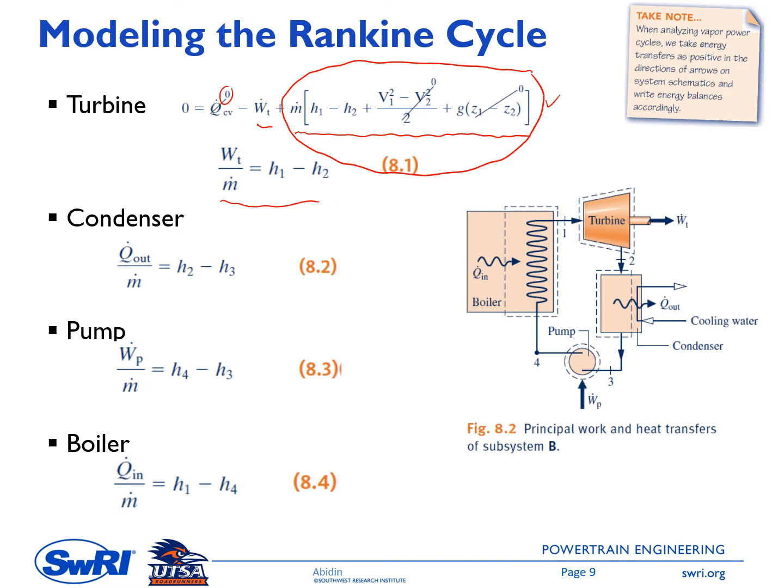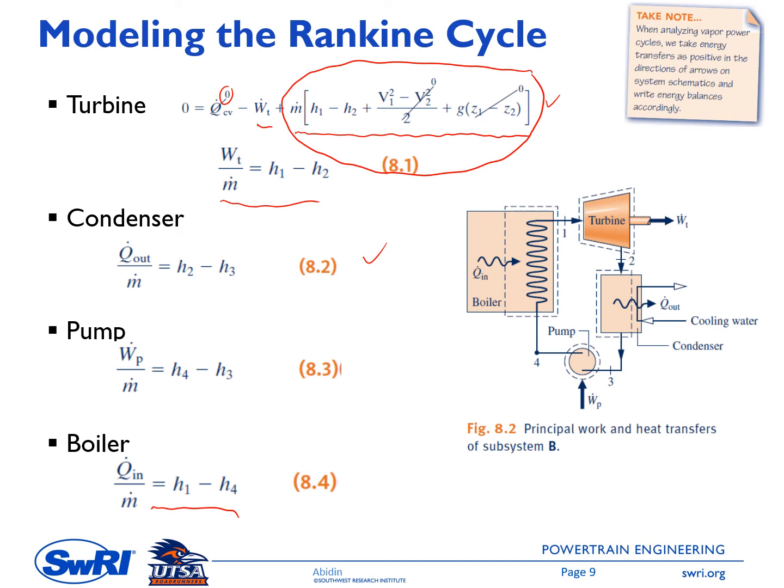Similarly for the condenser, we can apply the energy balance and we will get equation 8.2. The heat transfer sent out from the condenser is the enthalpy difference between in and out. And then for the pump, the power required by the pump, which is actually taken from the turbine power, is the enthalpy difference between exit and inlet. And this is for the energy required to generate steam inside the boiler.